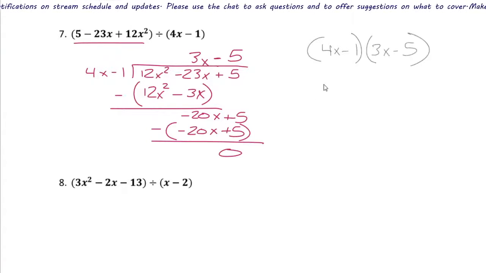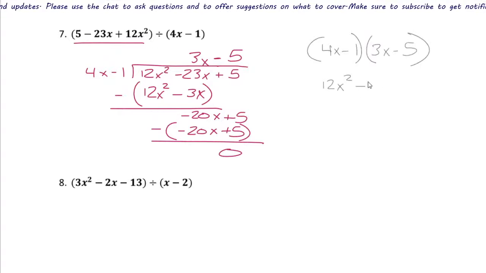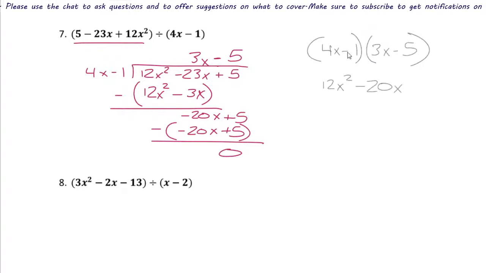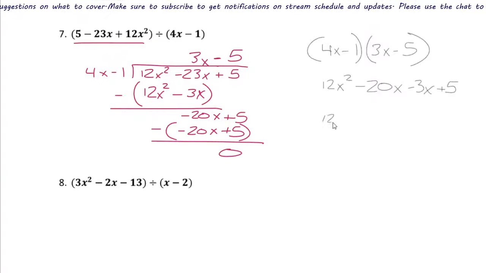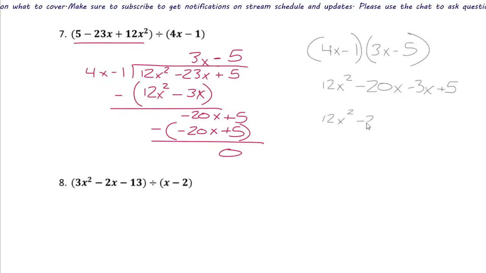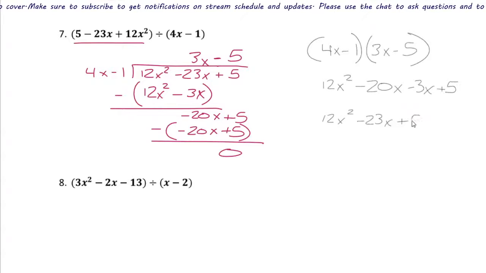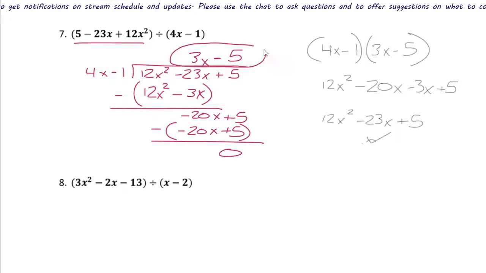4x times 3x is going to be 12x squared. Outside, 4x times negative 5 is going to be negative 20x. Inner, or inside, negative 1 times 3x is going to be negative 3x. And then last, negative 1 times negative 5 is going to be positive 5. Simplify, you get 12x squared minus 23x plus 5. Does that match up? It does. So is our check good? It is. So that means then our answer is good. So 3x minus 5 is our answer.